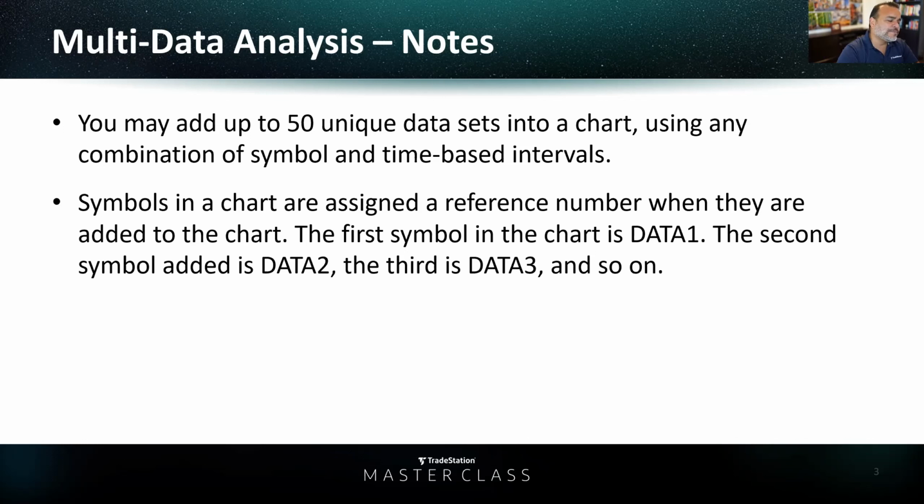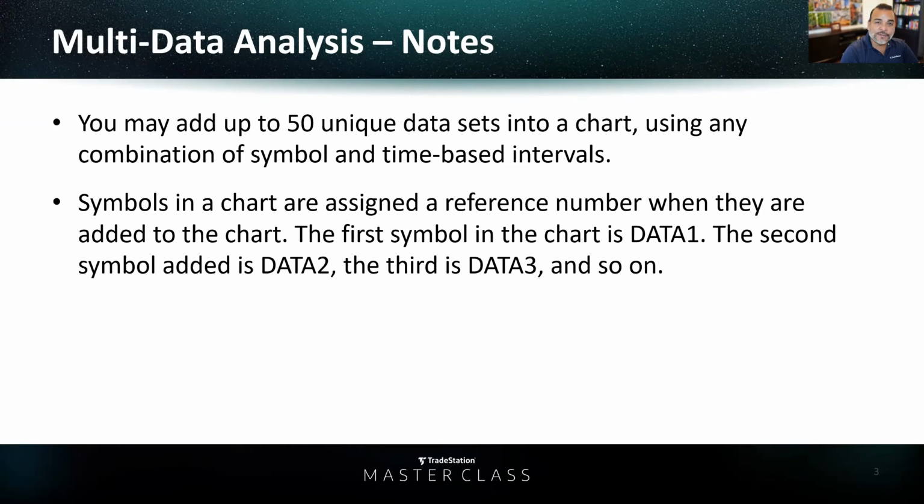Symbols in a chart are assigned a reference number when they're added to the chart. The first symbol in the chart is data 1. The second symbol added is data 2. And the third is data 3, and so on and so on. So this is automatically assigned. You don't even have to worry about it.